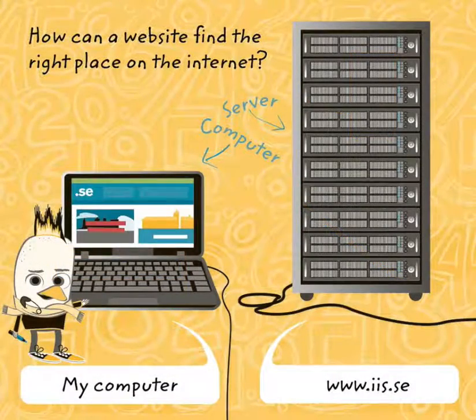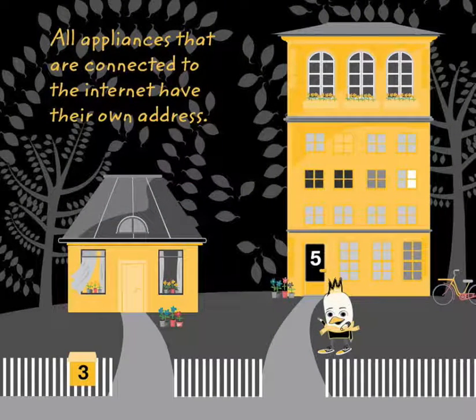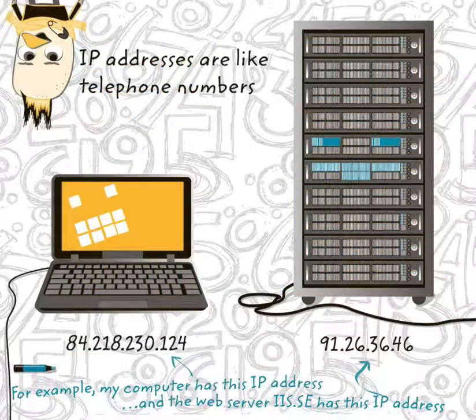How can a website find the right place on the internet and arrive on my computer? That's because all appliances that are connected to the internet, like computers, mobiles, and servers, have their own address. It's like the house you live in. It also has its own address so that you can receive mail and people can visit you. You can also say that internet addresses are like telephone numbers. The right numbers in the right order make the computers and mobiles able to find each other on the internet. It's like calling a telephone number and having someone answer. IP addresses are like telephone numbers.